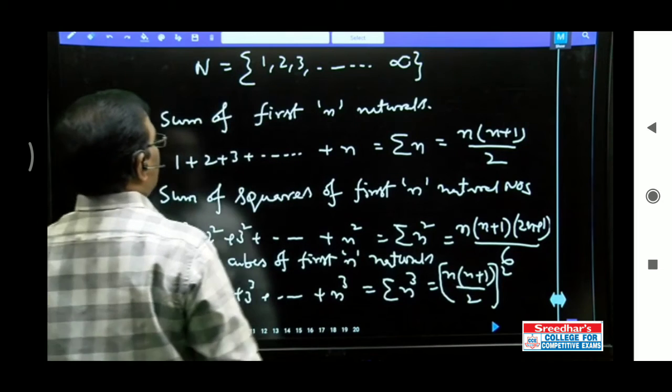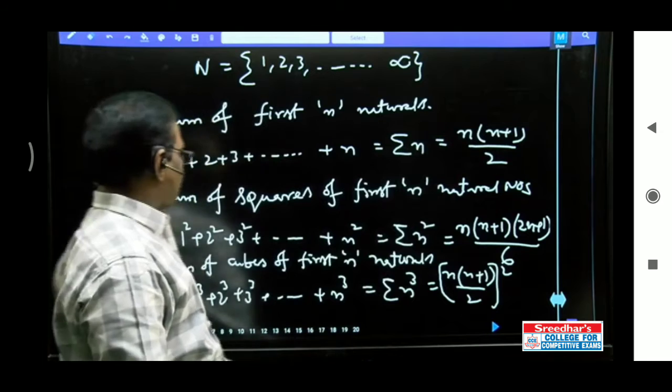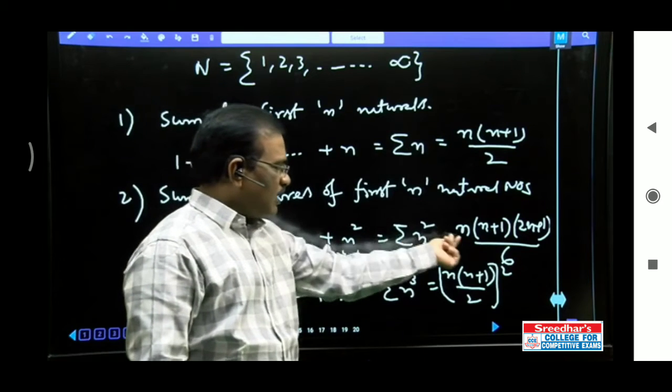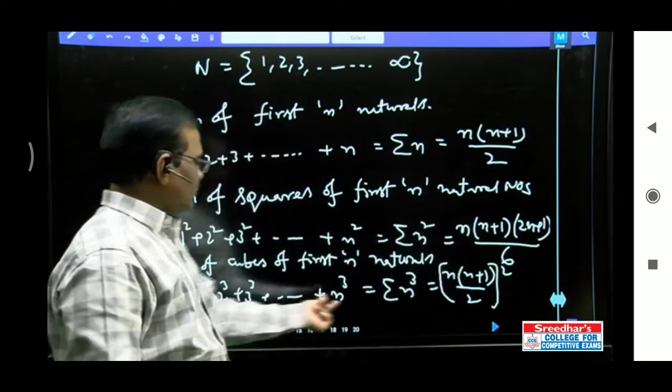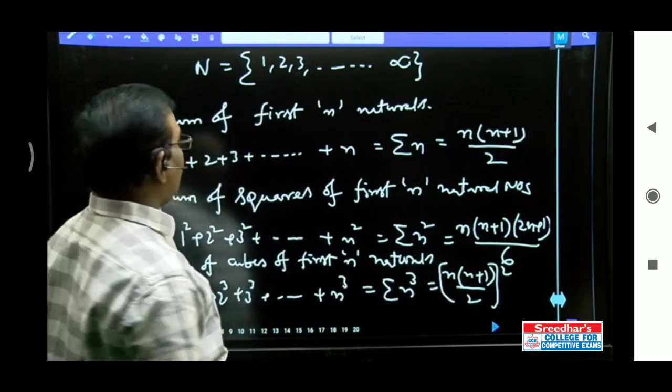Okay, good. The formulas are very important. The sum of the first n natural numbers is denoted by sigma n. Sigma n is equal to n into n plus 1 by 2. And the sum of the squares of the first n natural numbers, sigma n square, is n into n plus 1 into 2n plus 1 by 6. The sum of the cubes of the first n natural numbers, sigma n cube, is n into n plus 1 by 2 whole square.